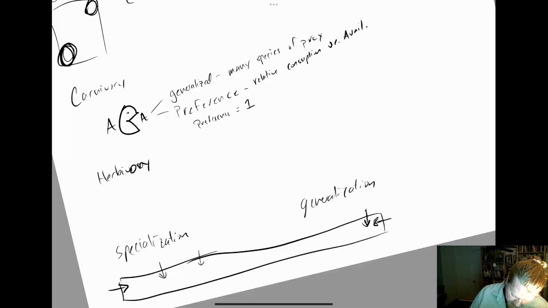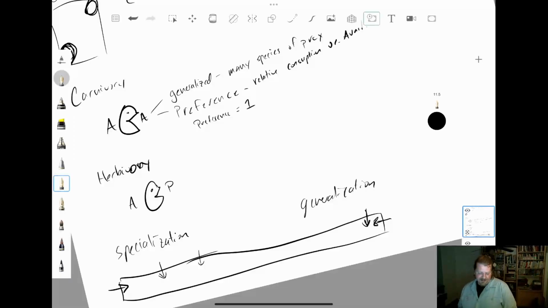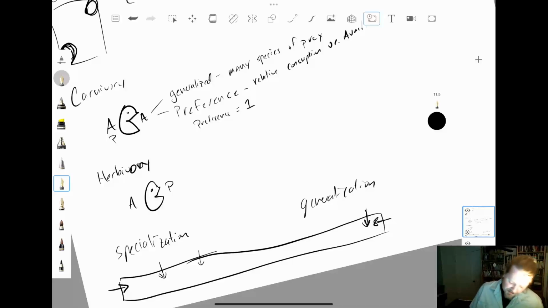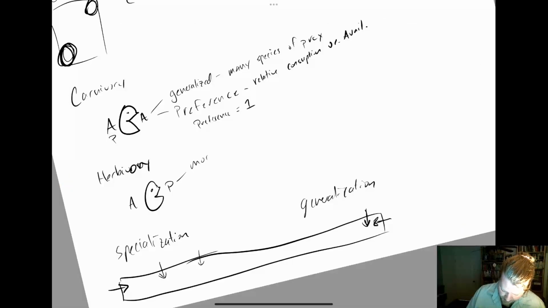Herbivory is where an animal eats a plant. I guess this could be a plant. We didn't talk about carnivorous plants, but there are plants that eat animals. But anyway, herbivorous interactions are where an animal eats a plant. These tend to be more specialized.